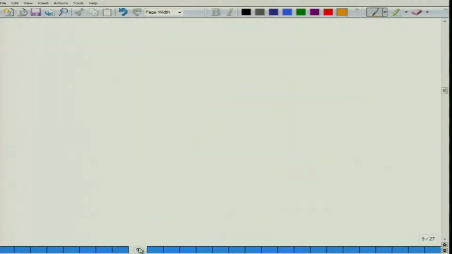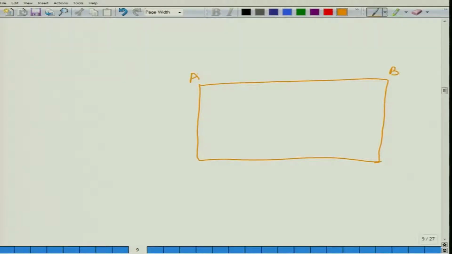A rectangle, on the other hand, is a plane figure with 4 sides and 4 right angles. Now, suppose we call this rectangle ABCD. Now, it has got 4 sides. AB is equal to CD and both of these are parallel, that is AB is parallel to CD. Similarly, AD is equal to BC and AD is parallel to BC. So, the opposite sides are equal and the opposite sides are parallel. All the angles are 90 degrees.